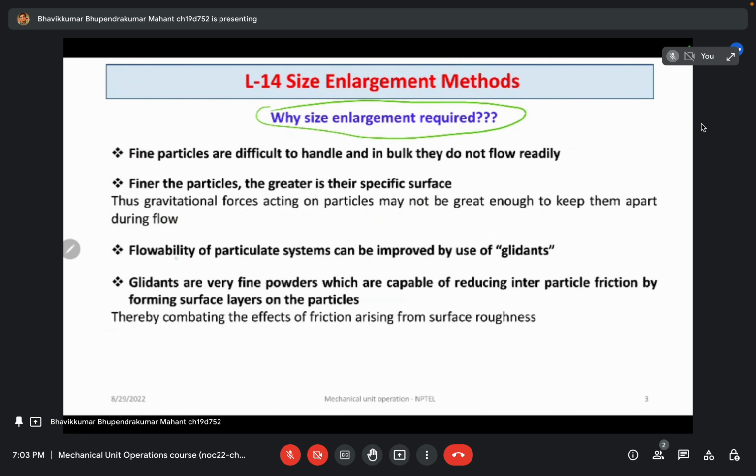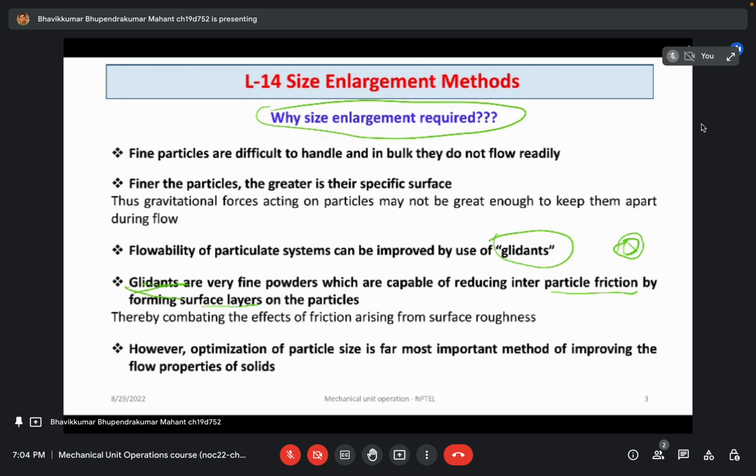The flowability of a particular system can be improved by using glidants. Now what are glidants? Glidants are very fine powders which are capable of reducing interparticle friction when we mix them with solid particles, and they reduce interparticle friction by forming a surface layer on the particles. So whatever particles we have, they form a surface layer above the particles. These are the chemicals known as glidants, which combat the effect of friction arising from surface roughness.